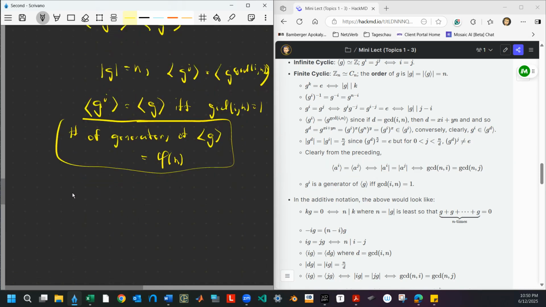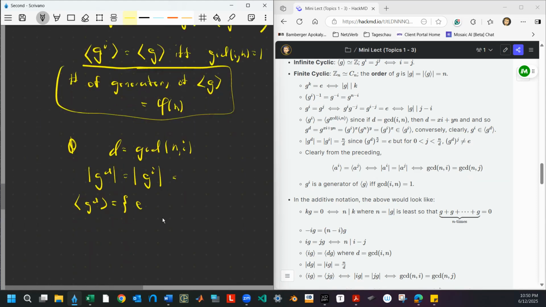Let's see, the next thing. Again, if d equals the GCD of n and i, then g^d equals g^i, they have the same order, and clearly this is the minimal index. So the group generated by g^d is going to be e, then g^d, all the way up to g^((k-1)d).